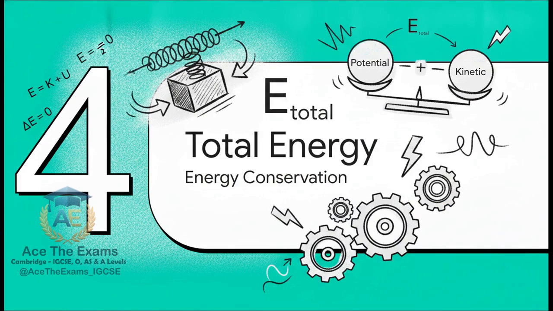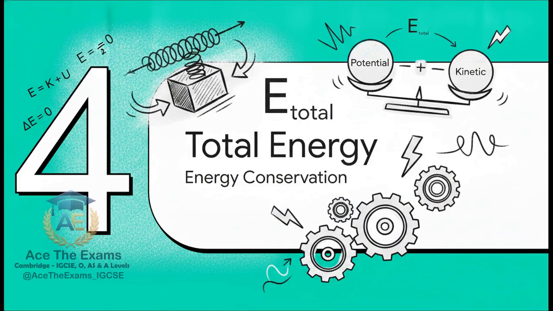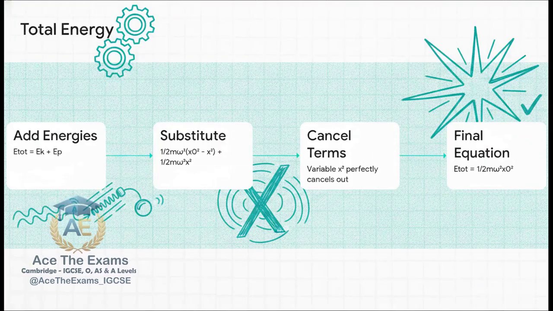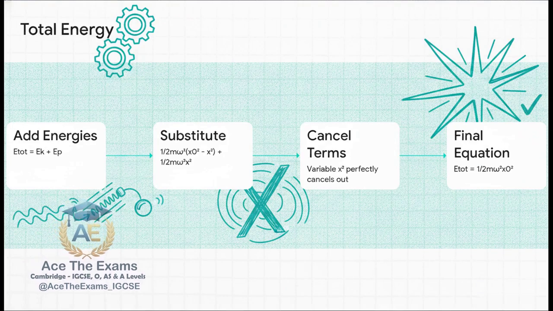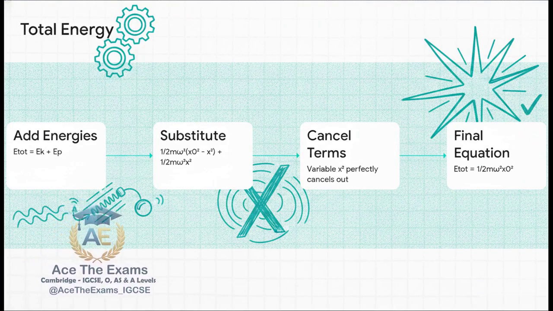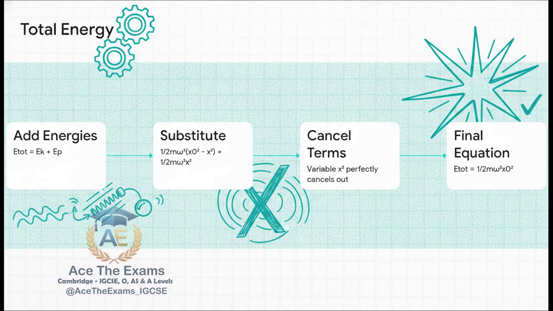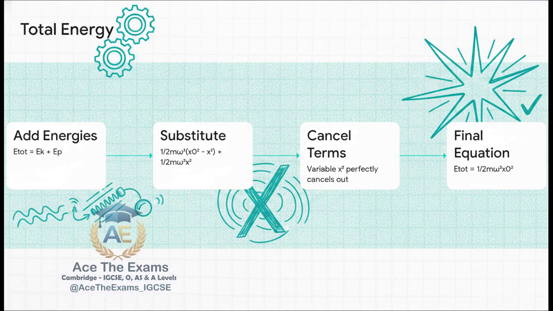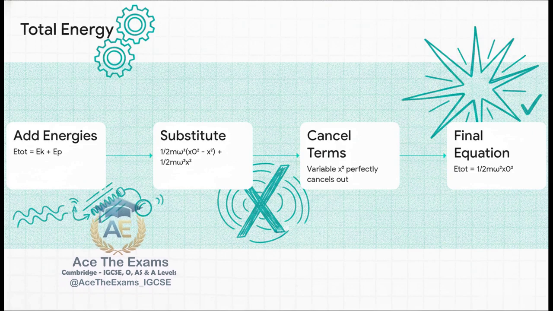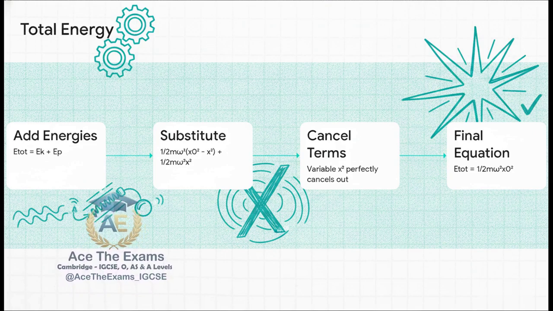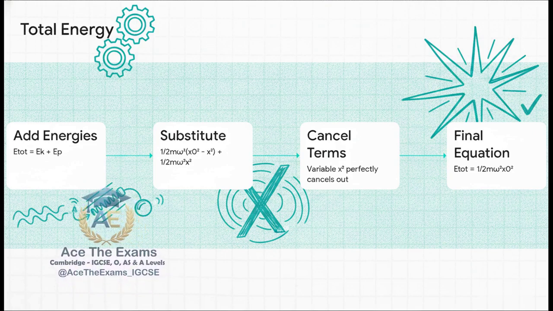Section 4, Total Energy Conservation. This is where the magic happens. We are now going to combine our two equations to reveal the profound underlying truth of the harmonic system. What's really mathematically satisfying here, and what examiners love to see you prove, is that total energy, E tot, is just the sum of kinetic and potential energy. So let's add them up.